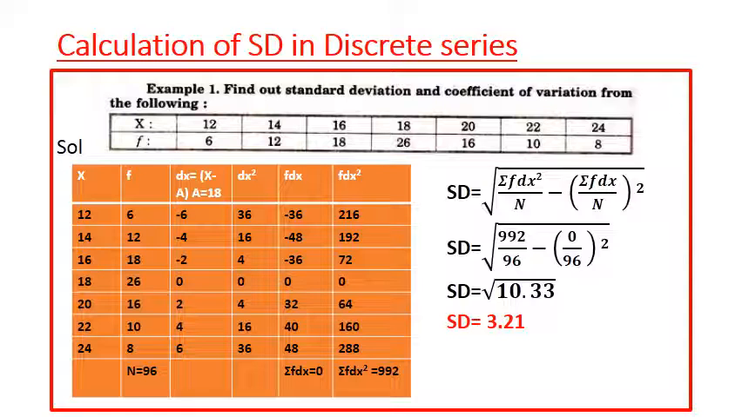Then what you have to do? Multiply the frequency f by the deviations, fdx. 6 into minus 6 is minus 36, 4 into minus 4 is minus 48, then it is minus 36, 0, 32, 40 and 48.